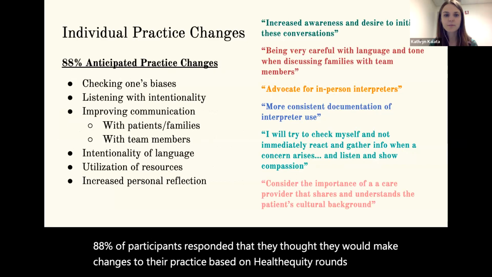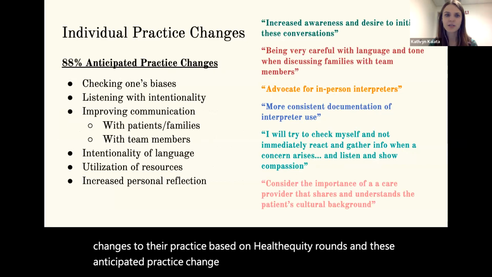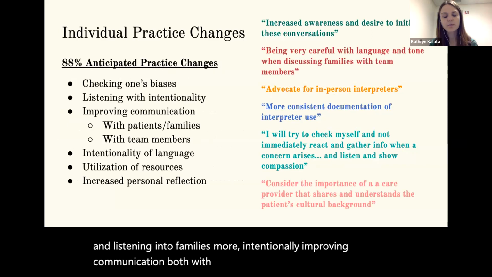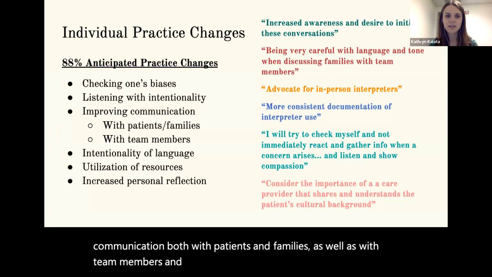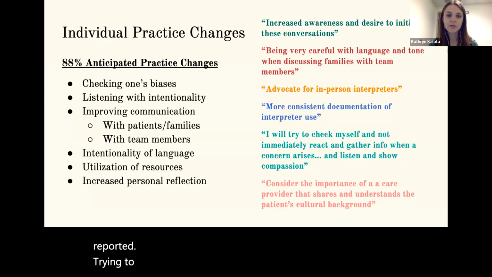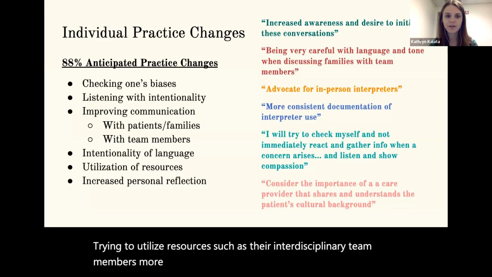And these anticipated practice changes included checking one's own biases and listening to families more intentionally, improving communication both with patients and families, as well as with team members, and being really intentional in the language that we use to talk about our patients and families. It also, people reported trying to utilize resources such as their interdisciplinary care team members more effectively and reflect on their own actions.